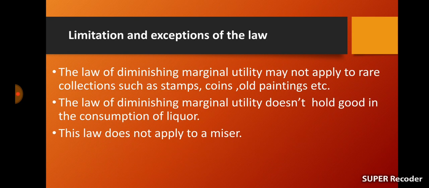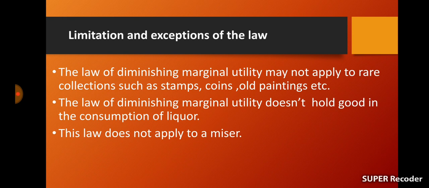And the limitations or exceptions of the law of diminishing marginal utility. The first limitation is that the law may not be applied to rare collections like stamp collections, coin collections, old painting collections, etc. Because in such cases our marginal utility will increase. In the law of diminishing marginal utility, we are saying that marginal utility goes on diminishing, and these are the exceptions to the law.